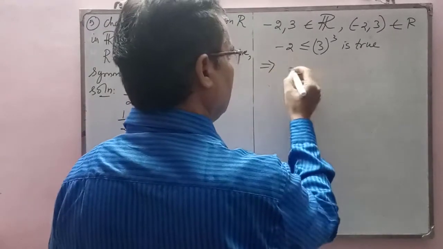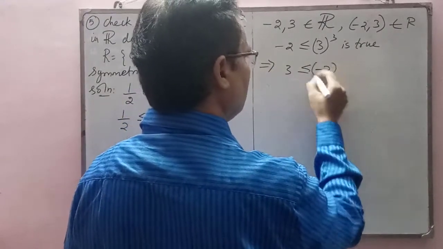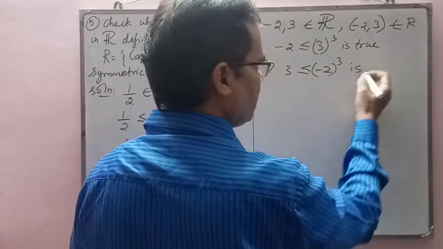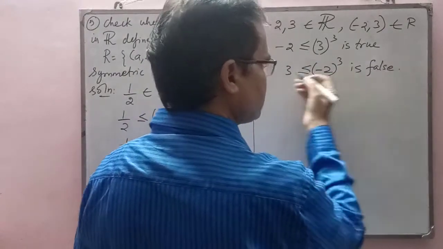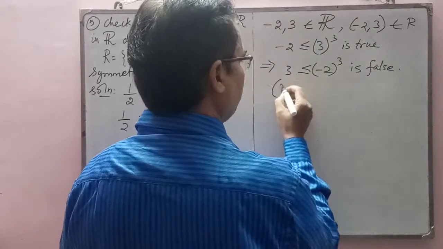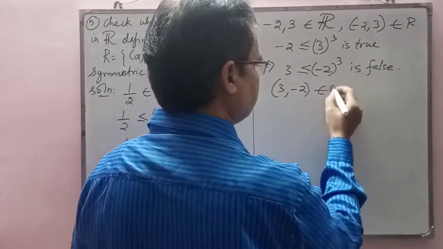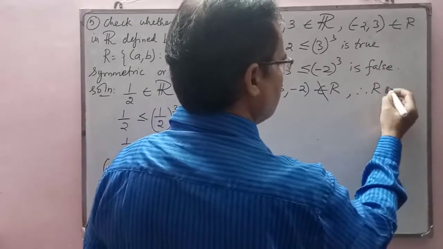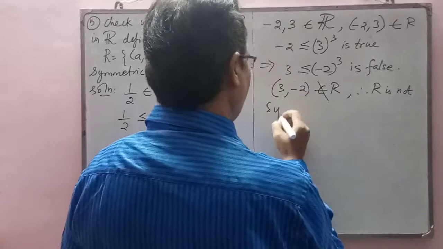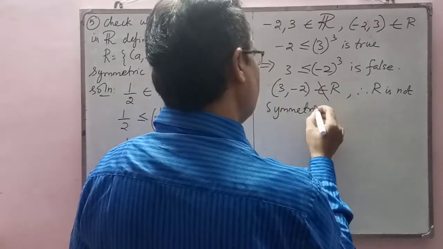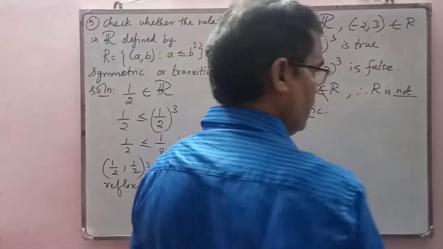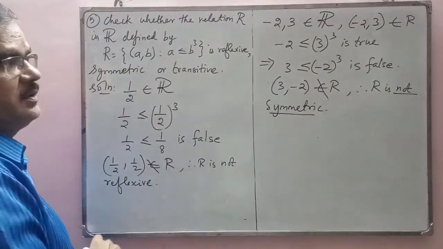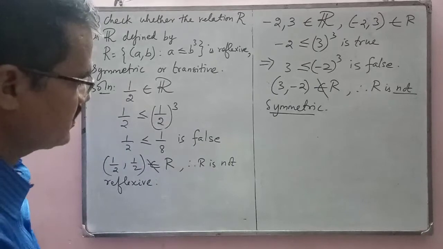Can you tell me now whether 3 is less than or equal to (minus 2) cube? No, it is false. Why? Because this is a negative number, and even if you cube it, it is a negative number. So 3, a positive number, is greater. It is false. So you cannot have (3, minus 2) in the relation. Therefore R is not symmetric. As I am telling you repeatedly, children, if you choose some other numbers, the condition may get satisfied, but it should be satisfied for all types of numbers in the real number set; only then is it called symmetric.